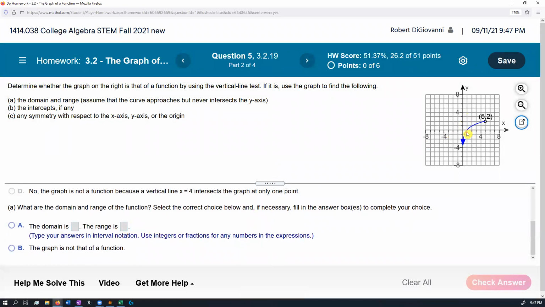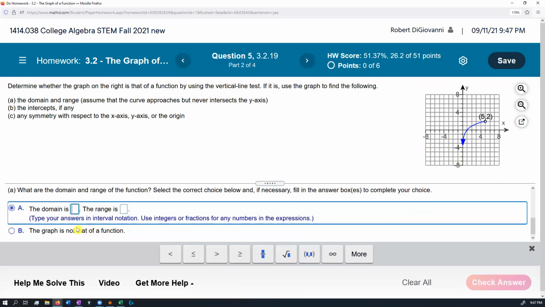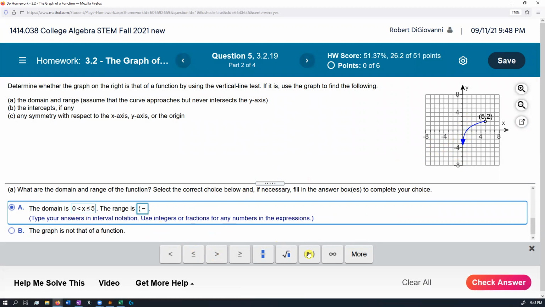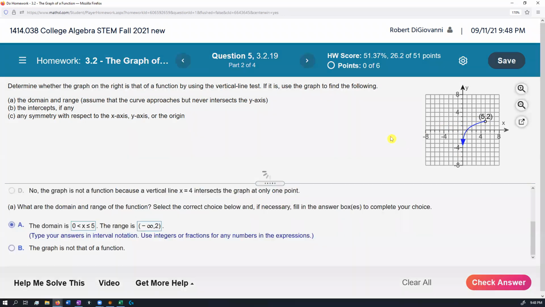If it just goes down and never crosses the y-axis, then I have to say that the domain is 0 less than x, and then it stops at 5, so less than or equal to 5. And then the range would be all the way down forever, negative infinity, all the way up to the highest y value, which is 2. But since it's an open circle, it never hits 2. So I put 2 with a parenthesis.